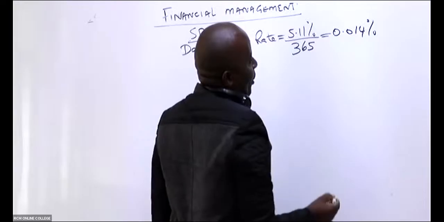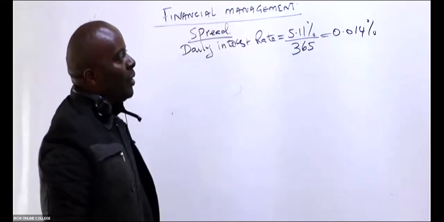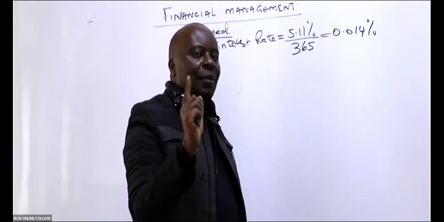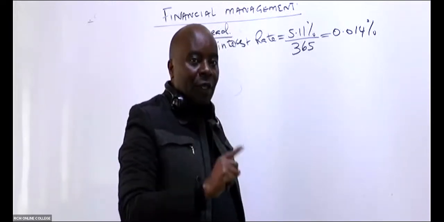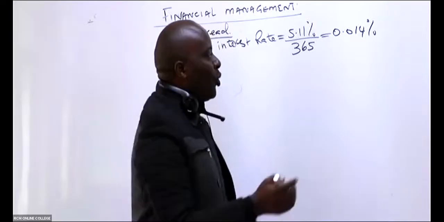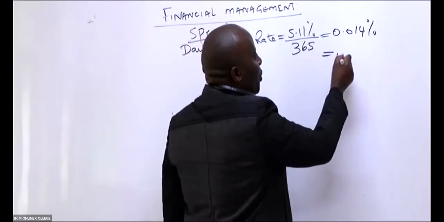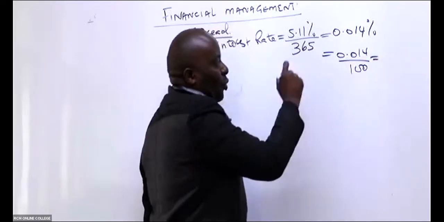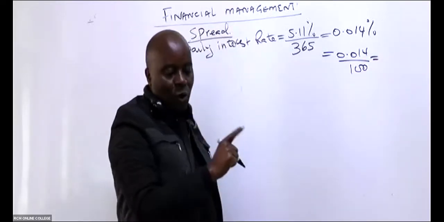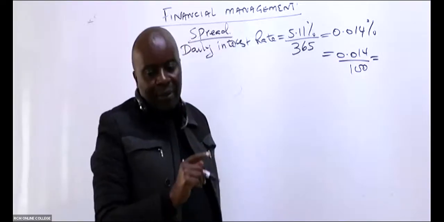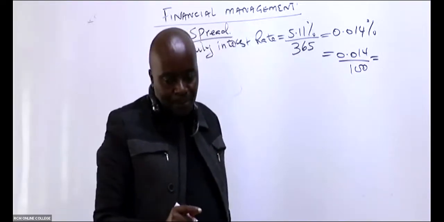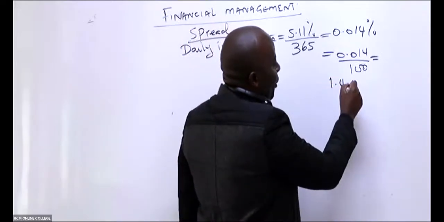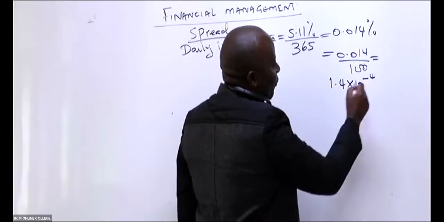So you're getting 0.014%. Remember, even this 0.014%, if you don't want to confuse, it will be very important for you to get this figure without percentage. So you go to your calculator and you say 0.014 divided by 100. Can somebody do this? Tell me what figure are we getting? I'm so sure in standard form, they must be giving you 1.4 times 10 raised to negative 4.